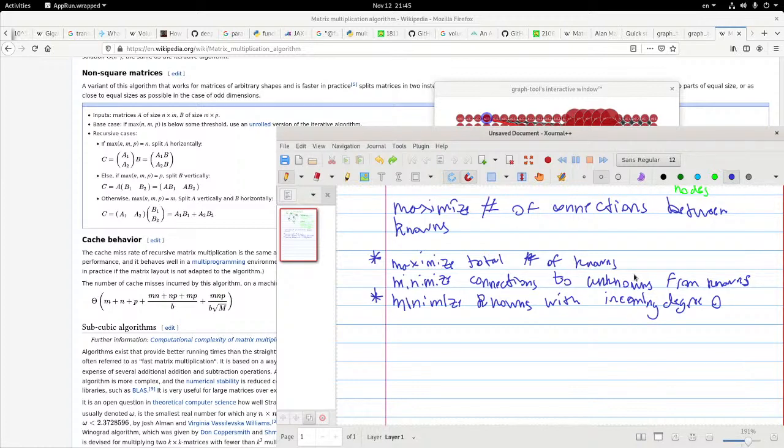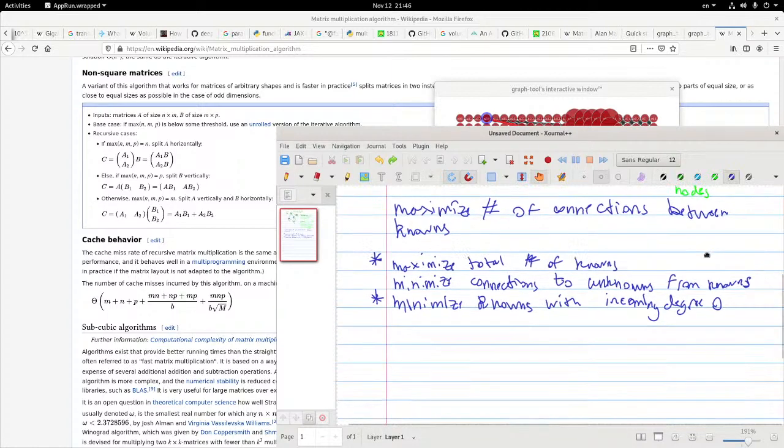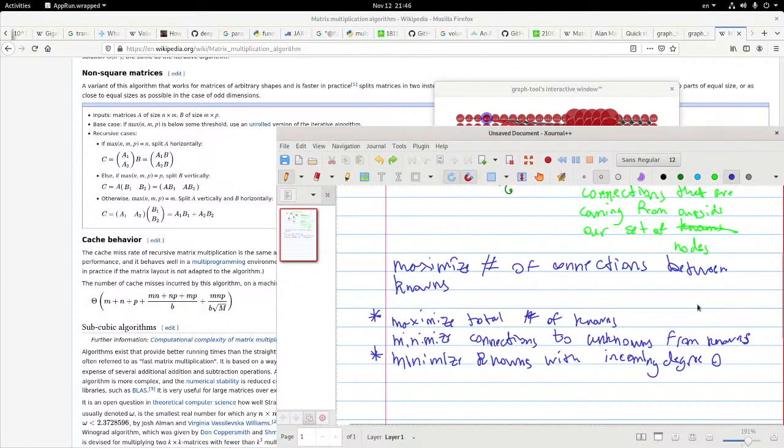How could I possibly know? Oh man, I don't know. Graph algorithm. So yeah, I want to maximize the total amount of knowns, and I want to minimize knowns with incoming degree 0. I want to minimize connections to unknowns from knowns. I want to maximize the number of connections between knowns.